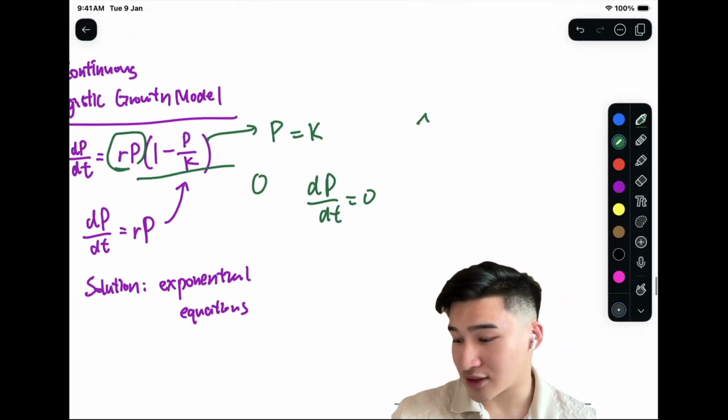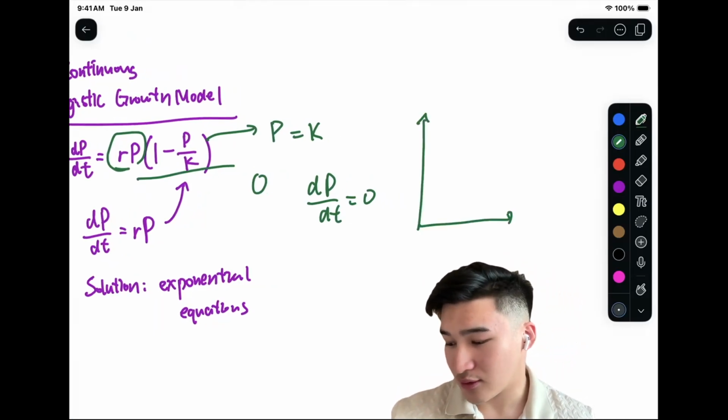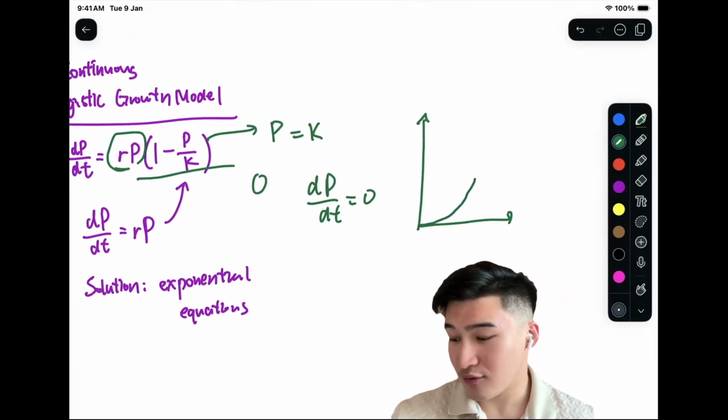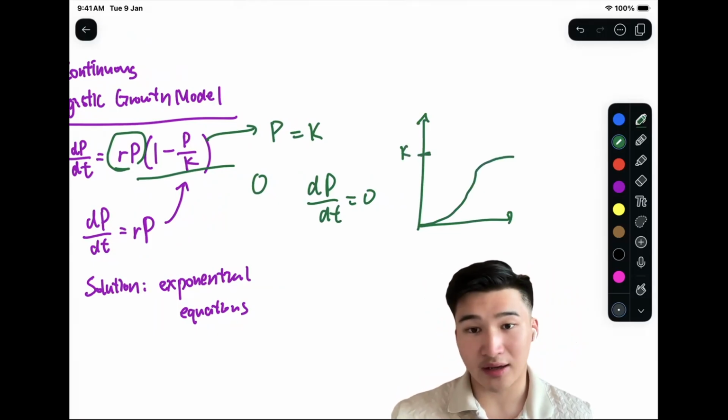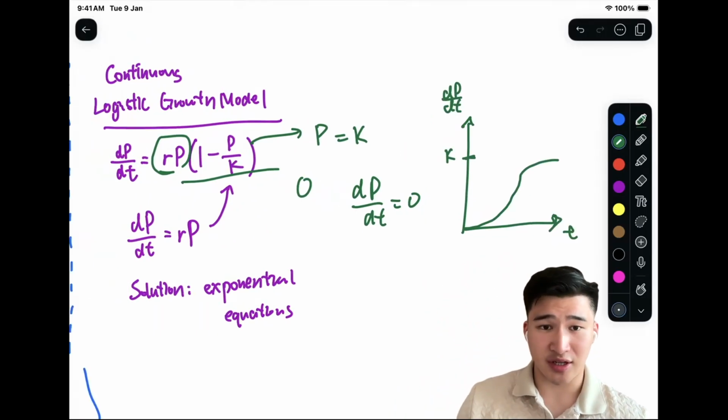And the graph would actually look something like this. Here, we start with an exponential curve, and then it levels out over here at K. But in a nutshell, this is the continuous logistic growth model.